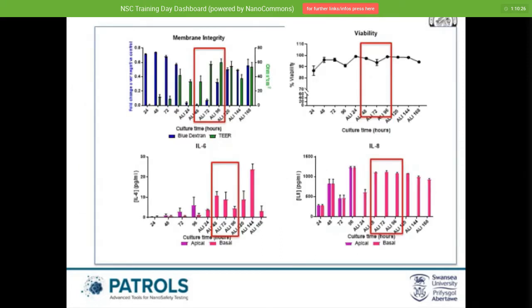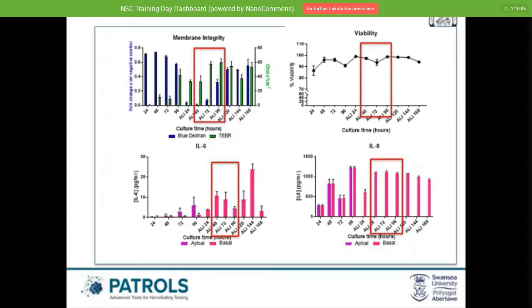So this looks like a lot of data. However, the key take-home message from this data is that when you build a model, you need to understand over time how they grow and how they behave. It's important to understand when the optimal time would be to switch them to an airlift interface, as well as when your exposures should be completed.